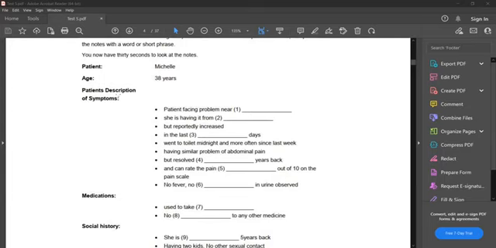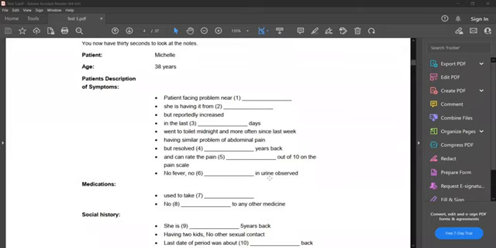We'll just quickly go through it and then you'll start looking at the words before and after the blanks. So patient facing problem near, so definitely that would mean a part of her body she's having it from. So since when, or what is the duration: in the last so many days, a number of days, but resolved so many years back. Again, a number, and can rate the pain. So this is the rating, which is out of 10.